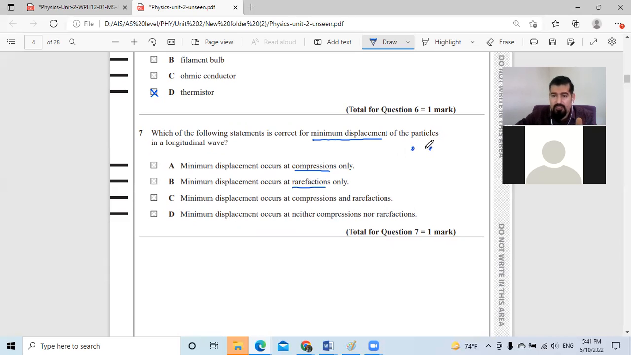Why? For example, these are the molecules when there's no sound. When there's sound, this one stays in its position, and these molecules get closer. This one gets closer, this one gets closer. These two also move to the other side like this. So this one remains in its position here. There is no displacement. And this one also remains in its position. There is no displacement. So the answer is C.